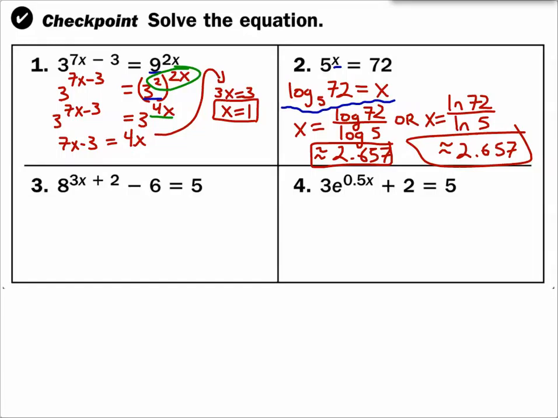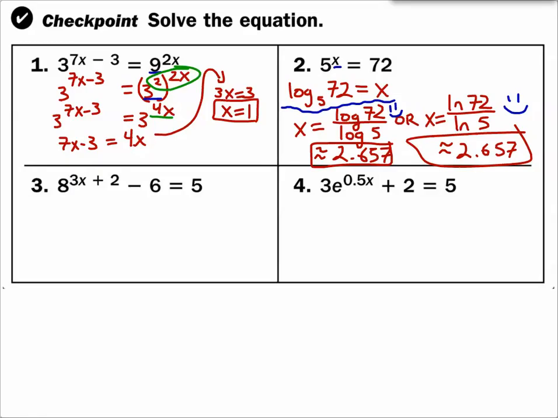Then change base. I prefer the natural log version of changing base, but hey, the common log makes people more comfortable because they feel like they know what they're writing. It doesn't matter. It's all good. Either way, you end up with the same number.